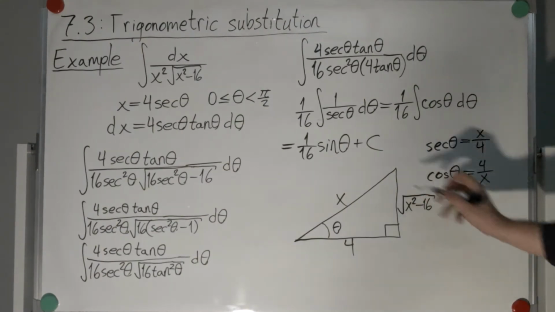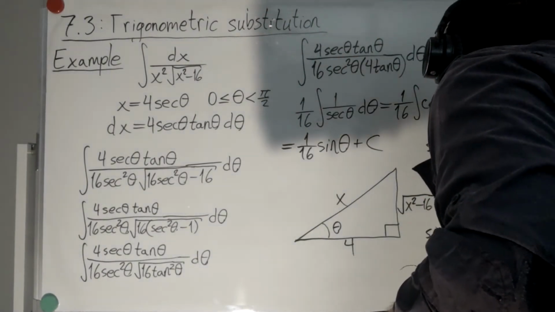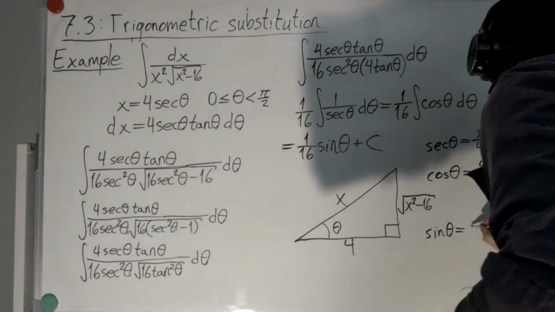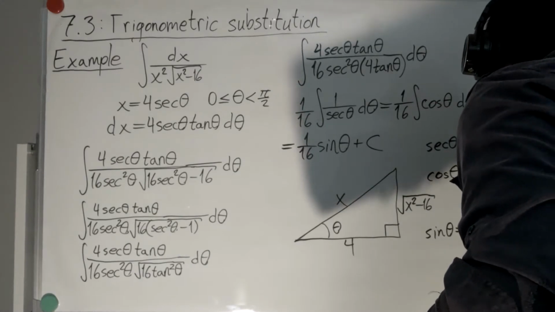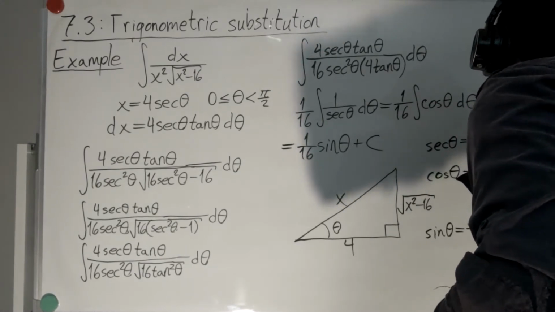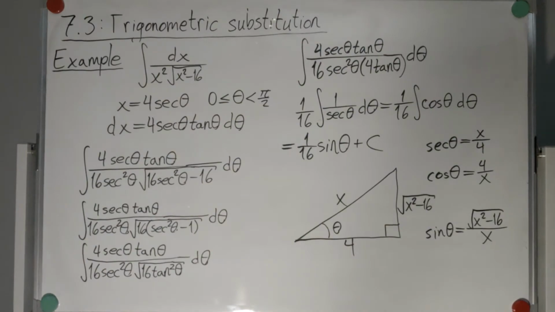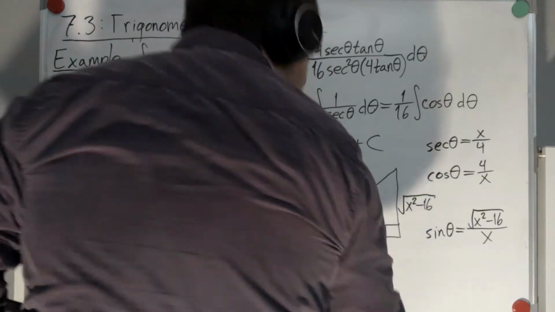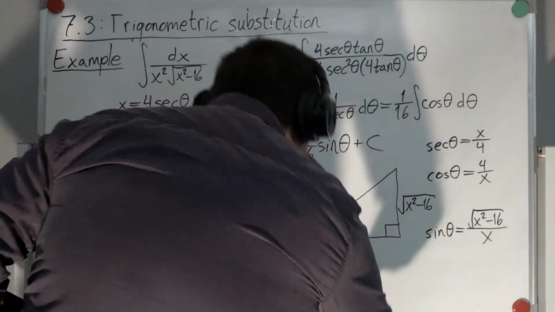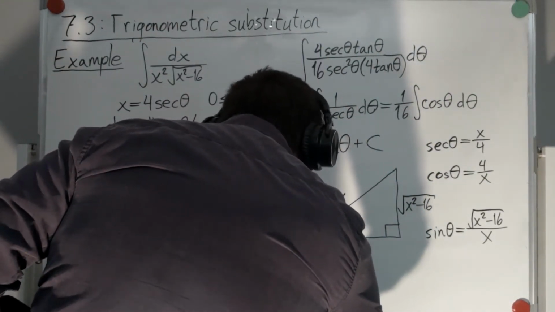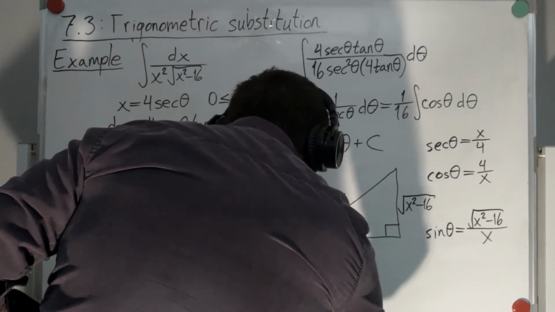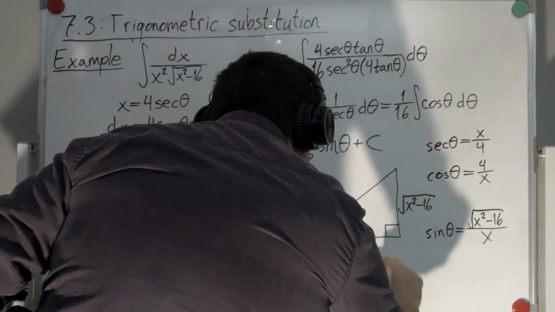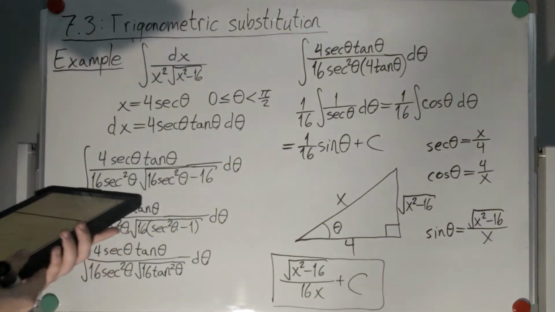Okay, so what we get from this is that sine theta has to be, let's see, opposite over hypotenuse, so that would be the square root of x squared minus 16 divided by x. And with that, this indefinite integral becomes the square root of x squared minus 16 divided by 16x plus c. And that is our answer.